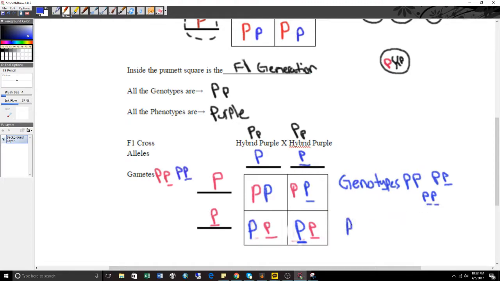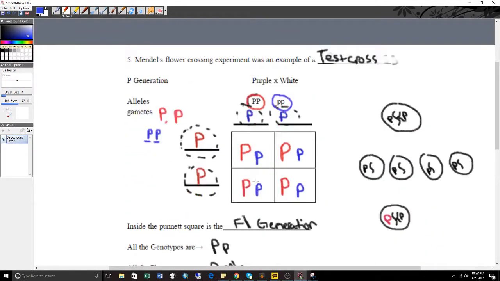Possible phenotypes is equal to purple or white. So that's how you fill out these Punnett squares.